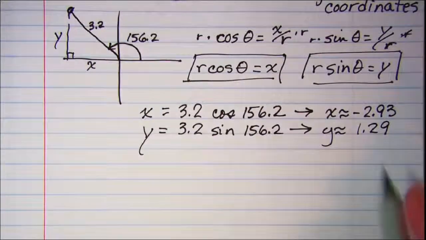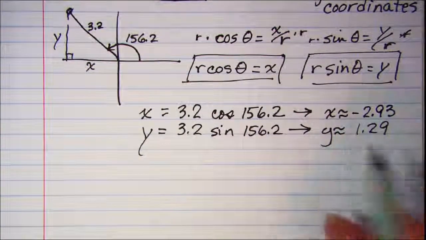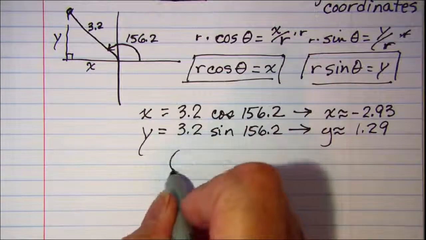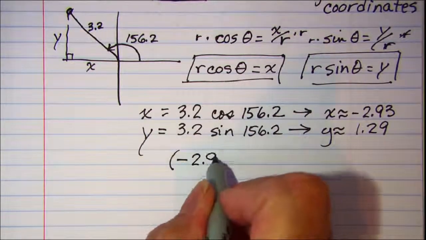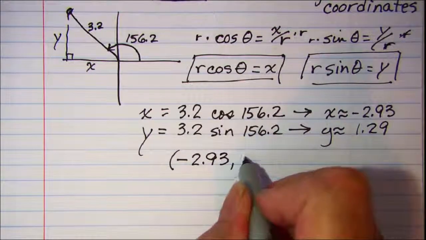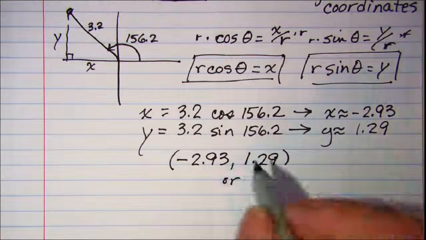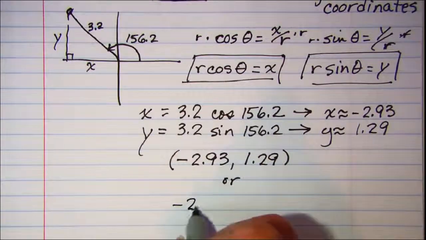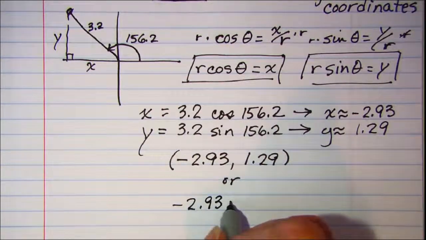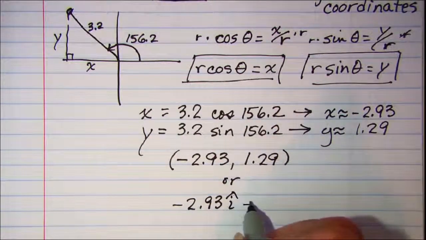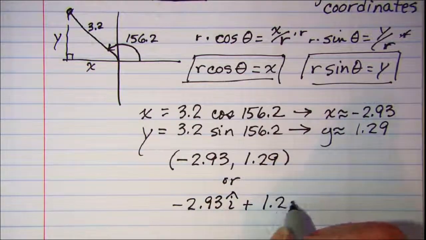So our answer then, we would write our rectangular coordinates as an ordered pair, (-2.93, 1.29). Or we could write it with vector notation, negative 2.93i plus 1.29j.